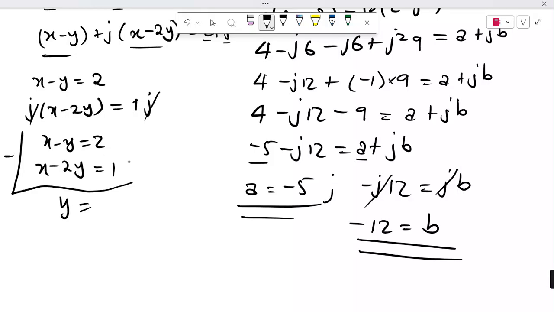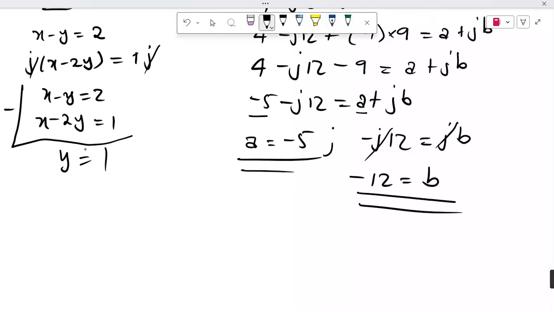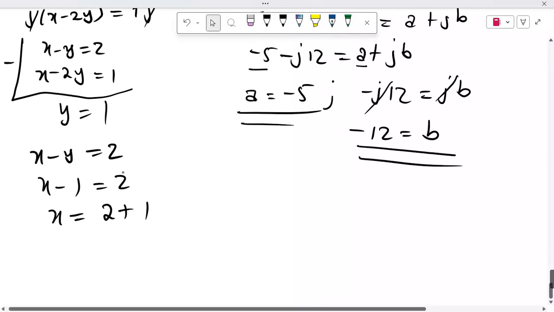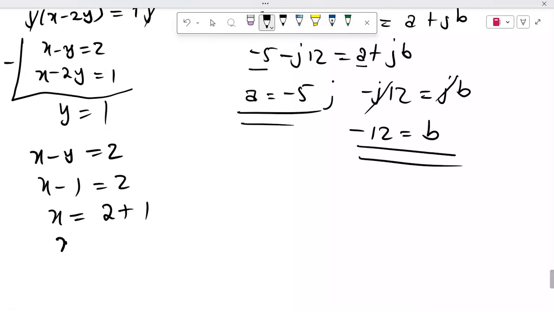2 minus 1 you have 1, so we've gotten y equals 1. Then we use the first equation, x minus y equals 2. We substitute y, so x minus 1 equals 2. Move terms, x equals 2 plus 1, so x equals 3. So just like that, y equals 1 and x equals 3. These are your answers.